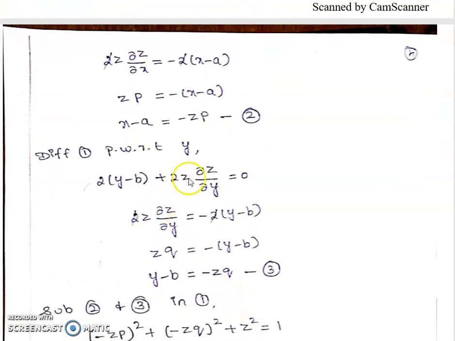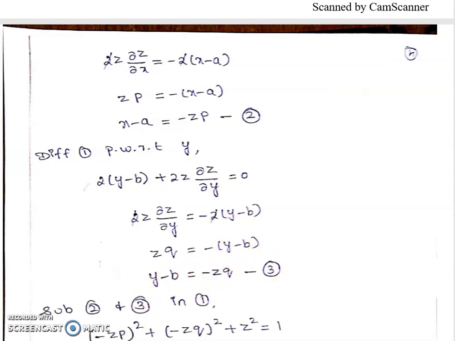From this, we keep this term on the left hand side, then bring this term to the right hand side. From both terms, the common 2 cancels. Then from this we can write dou z by dou y is equal to q. So zq is equal to minus of (y minus b). So y minus b is equal to minus zq. Take this as equation number 3.